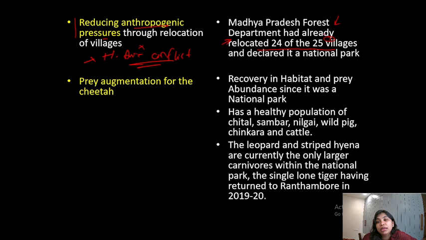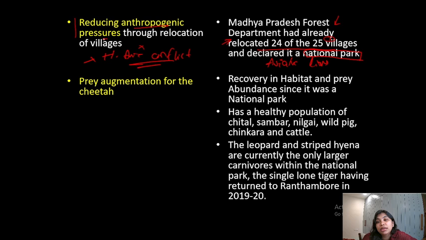When they did this relocation of villages, they were preparing the park for the introduction of Asiatic lions. Now, as I told you, what is a wildlife sanctuary? Protection of wildlife. A national park will take care of the plants, the animals, the tribals living there, the total ecosystem. So that is the reason why, when the Madhya Pradesh Forest Department relocated the people and started protecting the area and monitoring it closely, it was declared as a national park. Now you got why it was declared as a national park.